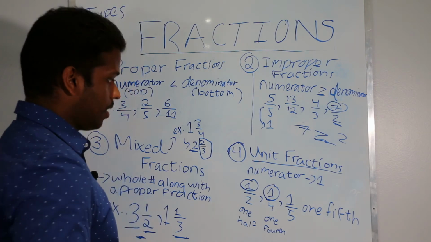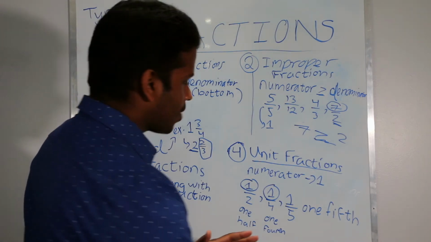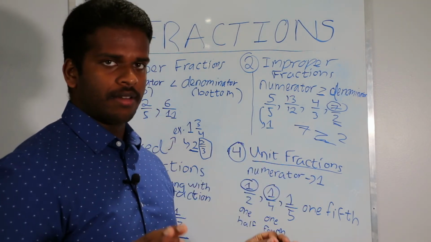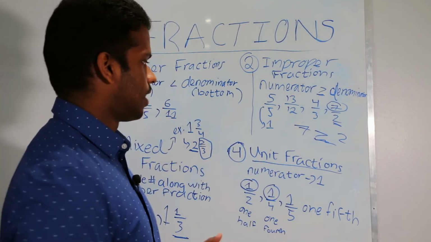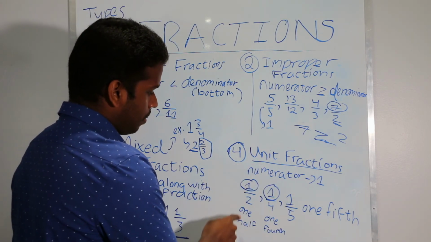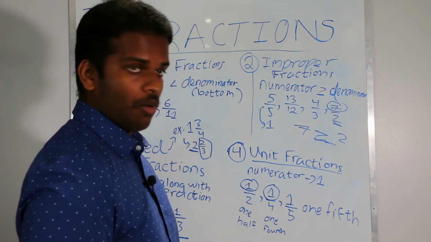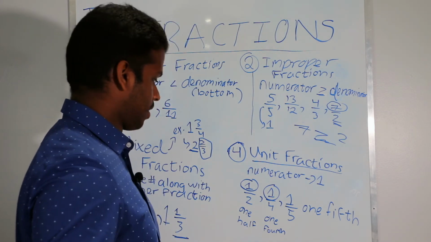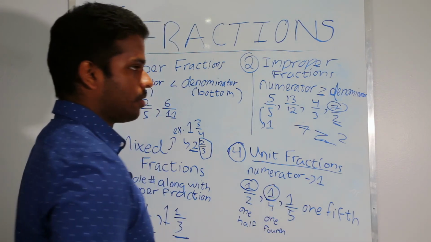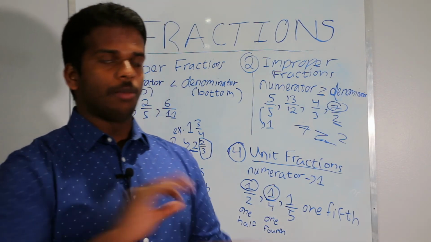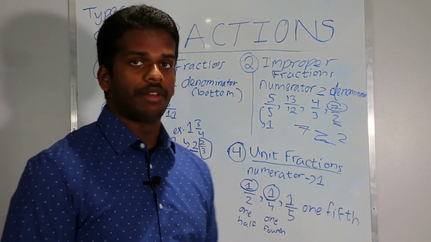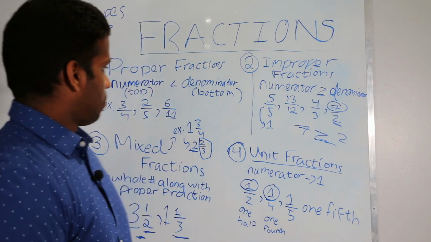And then the last one, unit fractions. All you've got to know is that if the numerator is a 1, it's a unit fraction. It's easy to identify. Look, numerator 1, denominator 2, 1/2, 1/4, and then 1/5. So unit fractions, if the numerator is a 1, then you know automatically that it is a unit fraction. That's pretty much it.